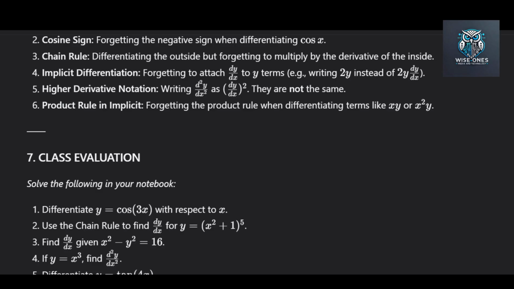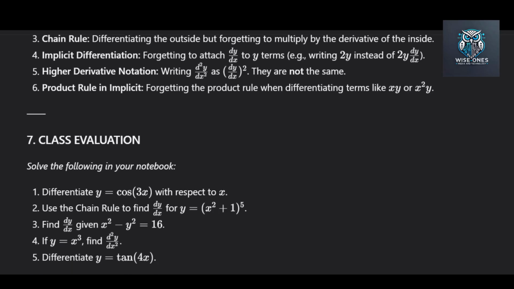Mistake number 6, product rule in implicit differentiation. Forgetting the product rule when differentiating terms like xy or x squared y. Correction: if x and y are multiplied, use the product rule.